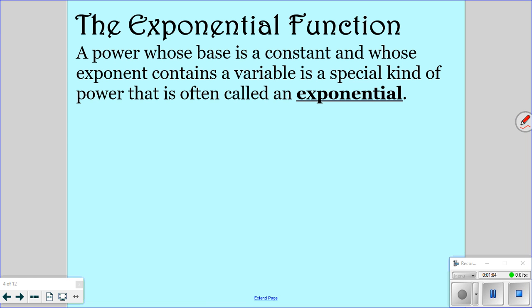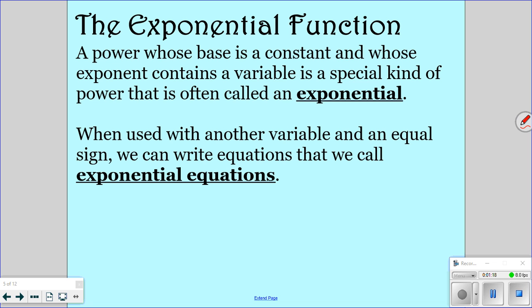Well, when you have a power whose base is a constant and whose exponent contains a variable, that's an exponential. So when your variable is in your exponent, it's called an exponential. Whenever you use it with another variable and you make an equal sign, you make an equation, it's called an exponential equation.